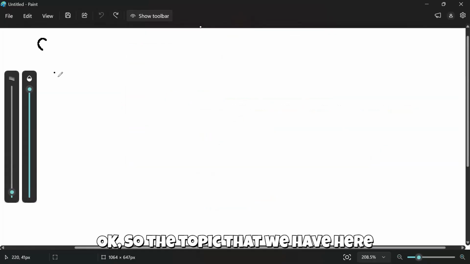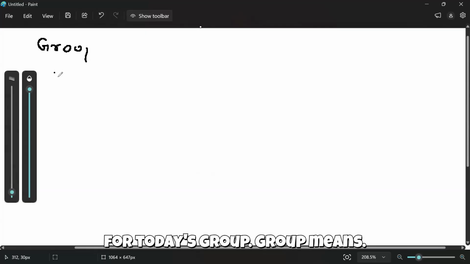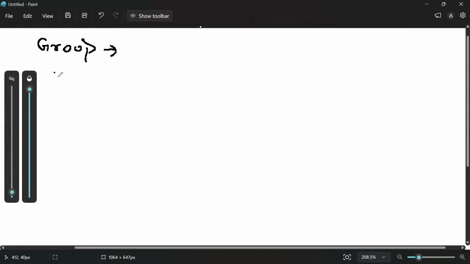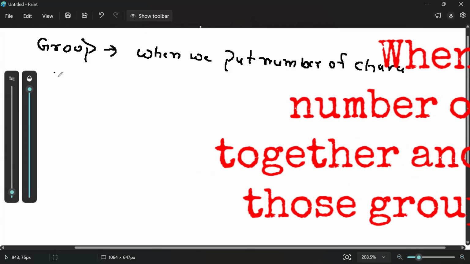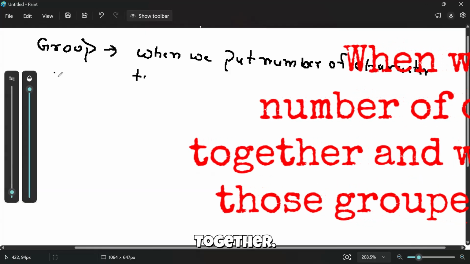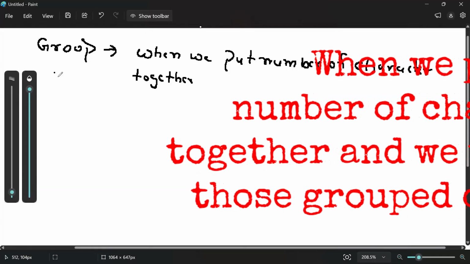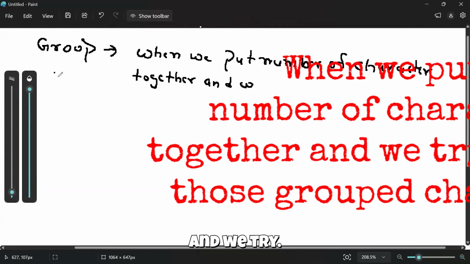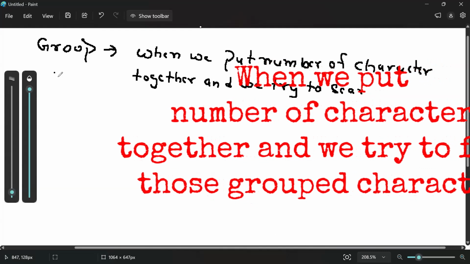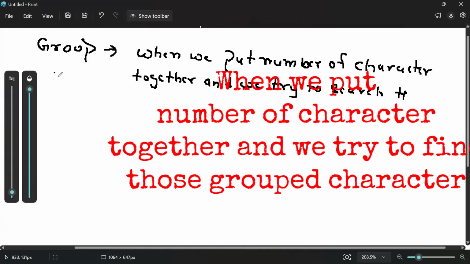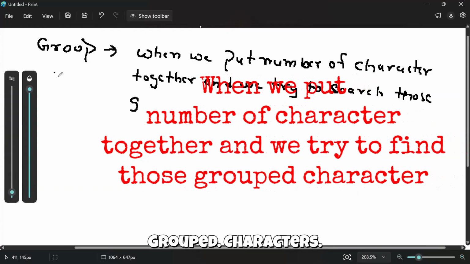So the topic for today is group. Group means when we put a number of characters together and we try to search those grouped characters.